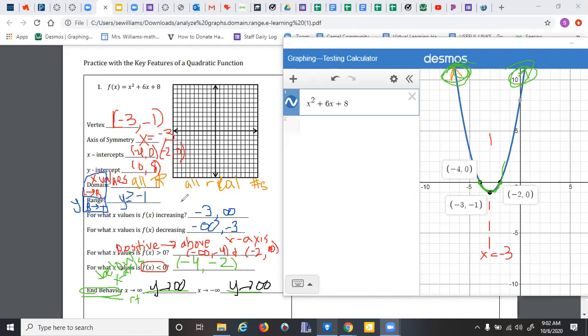All right. So let me explain this one again, the best that I can. For what x values is it positive? That's where it's above the x-axis. So it is above the x-axis here. It's above the x-axis here, and it's above the x-axis here.